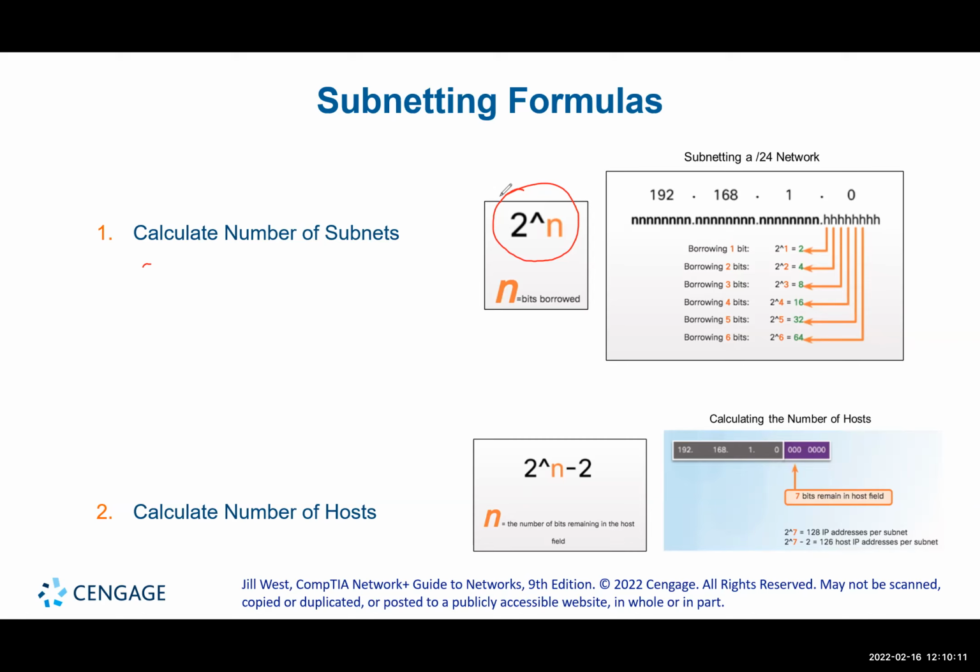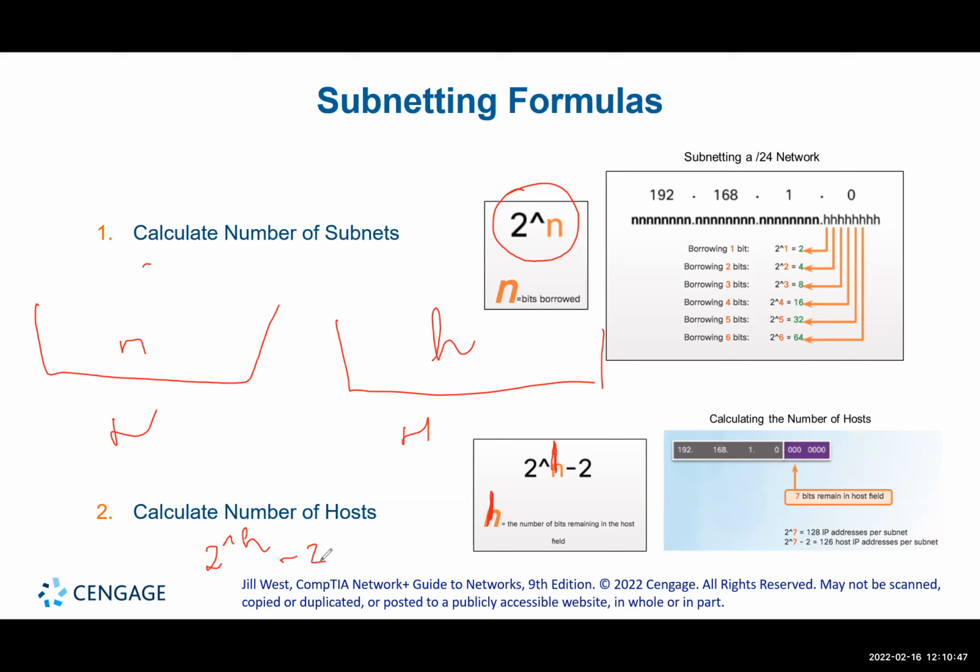The second formula here: if I have n bits in the network portion, and now I have h bits in the host portion. To make it straightforward, I change it to h here. So if I have h bits in the host portion, in total I can have 2 raised to the power of h, minus 2.